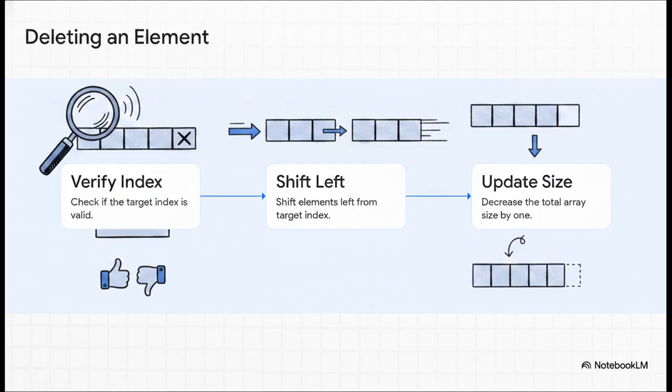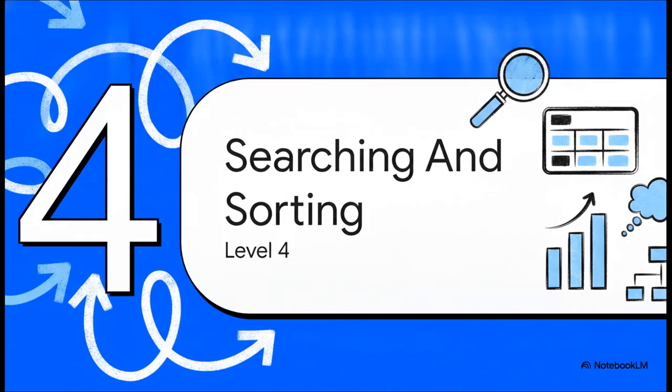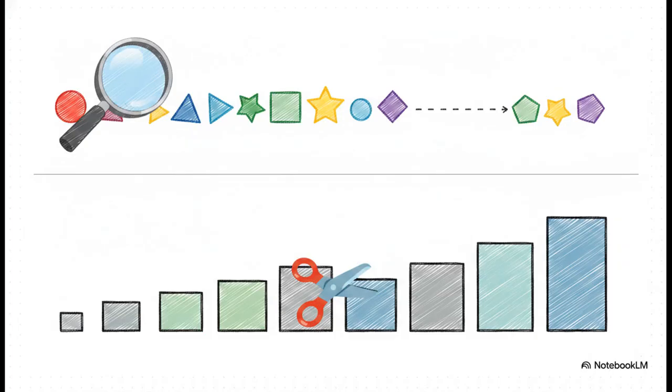Now, here is a really cool pro tip. If the order of your array doesn't actually matter, there's a neat little trick. You can just swap the item you want to delete with the very last item in the array and then shrink the size variable by 1. Boom, no shifting required. All right, leveling up again. Level 4, searching and sorting elements. So now that we know the raw mechanics, how do we efficiently find things?